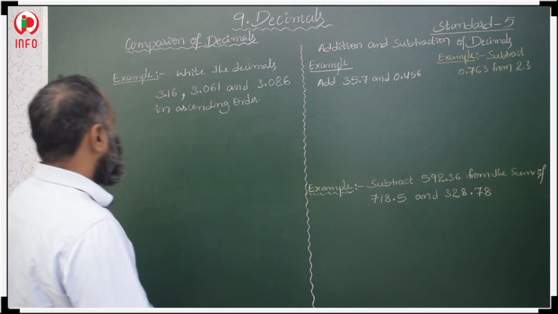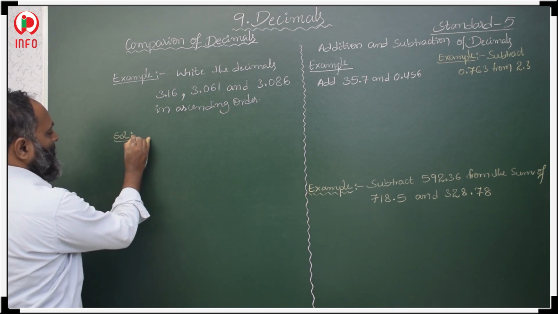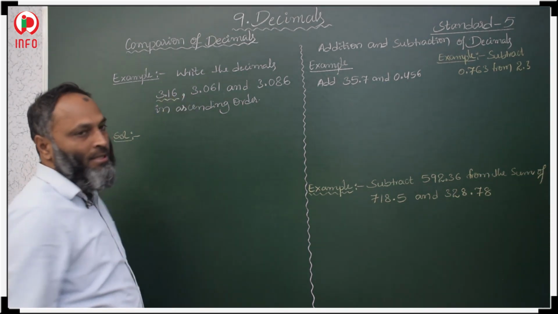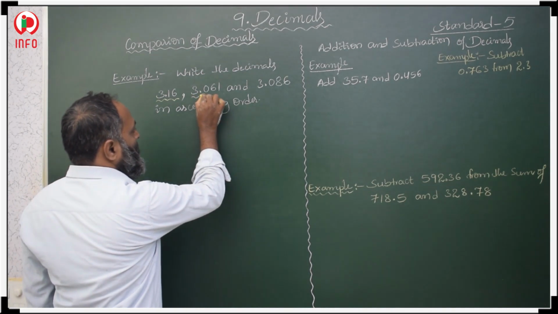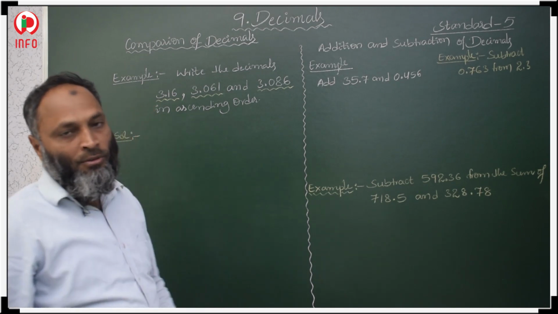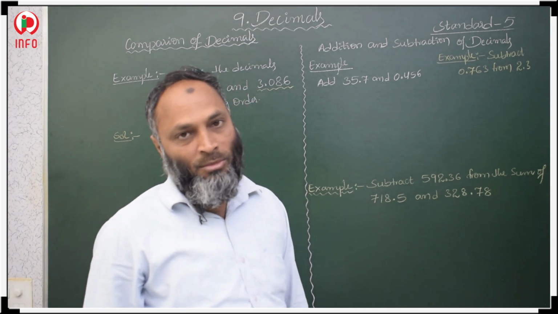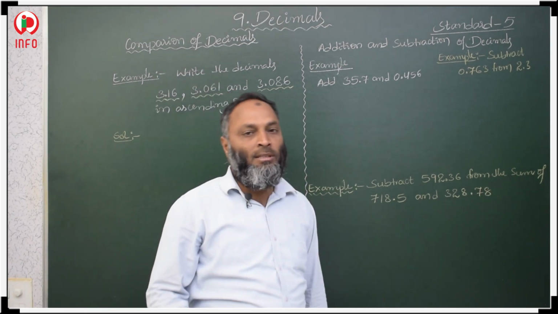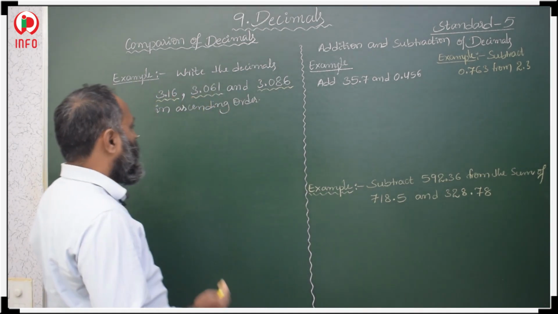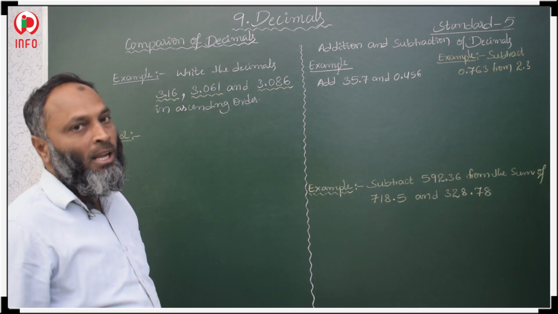See here, in the example, he has given 3 decimal numbers. So what are the decimal numbers? 3.16 is the first decimal, this is the second decimal number, this is the third decimal number. First, whatever decimals are given, we should convert them into like decimals. What is meant by like decimals or unlike decimals? Like decimals means the place values on the right side of the decimal are the same, then they are like decimals.